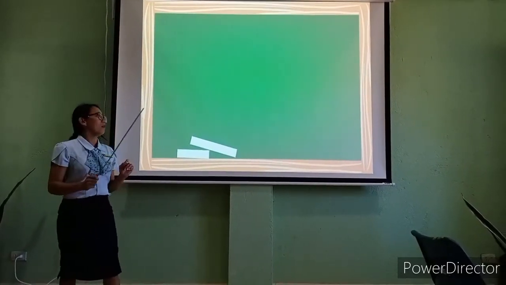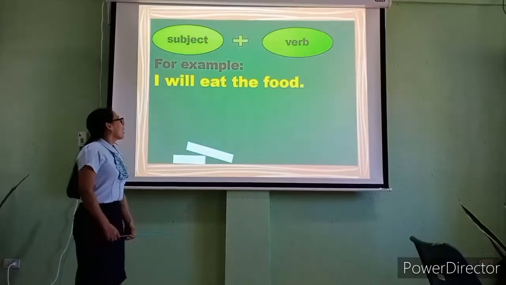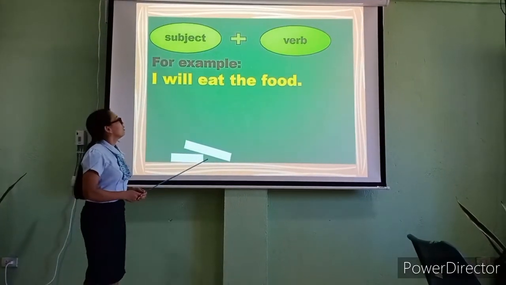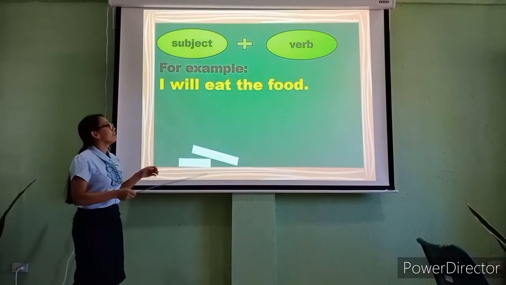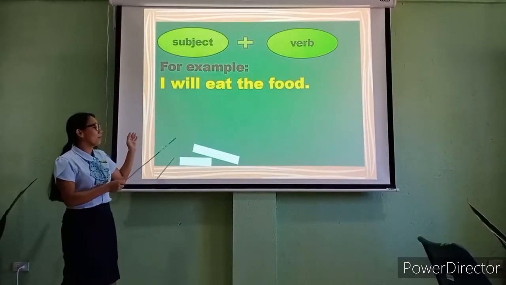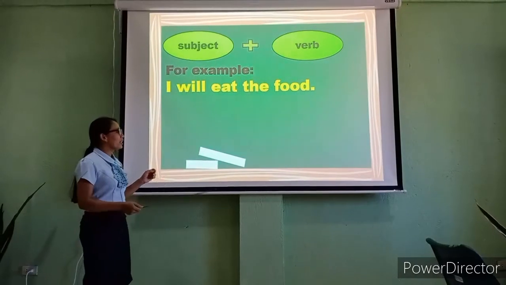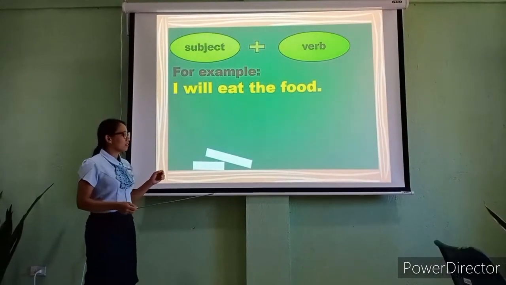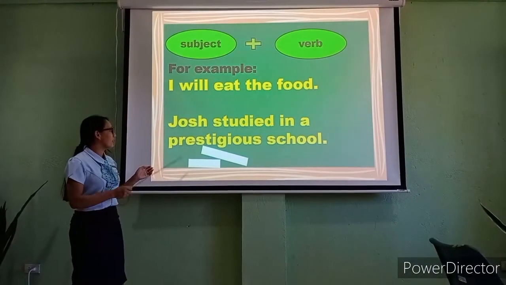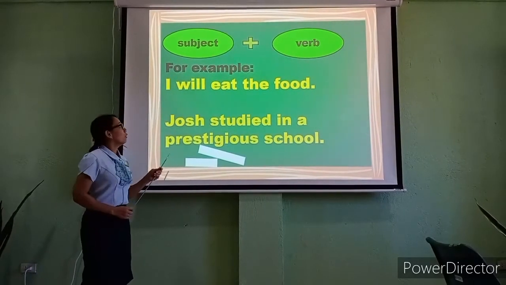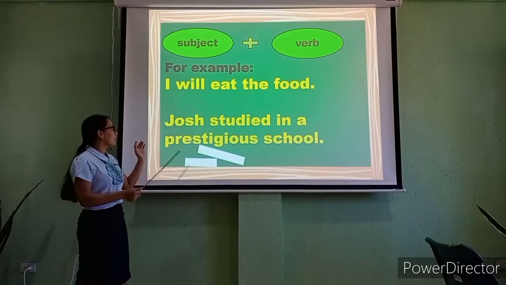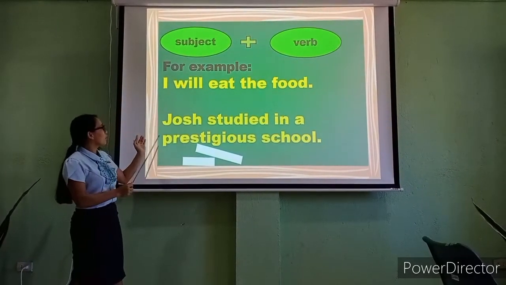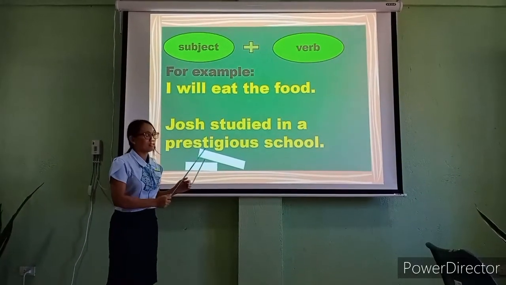Then, for example, this is an example of a clause: I will eat the food. The pronoun I is the subject and will eat is the verb. So this is an example of a clause. Another example. Please, next. Josh studied in a prestigious school. So the subject here is Josh. This is a clause because it contains a subject and a verb. Subject Josh and the verb studied.